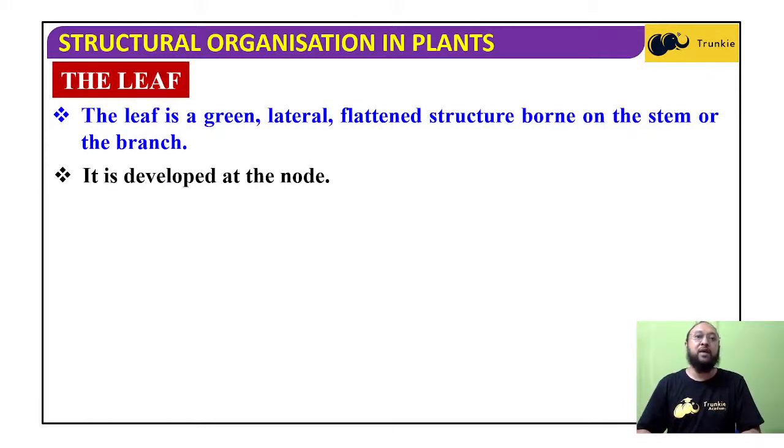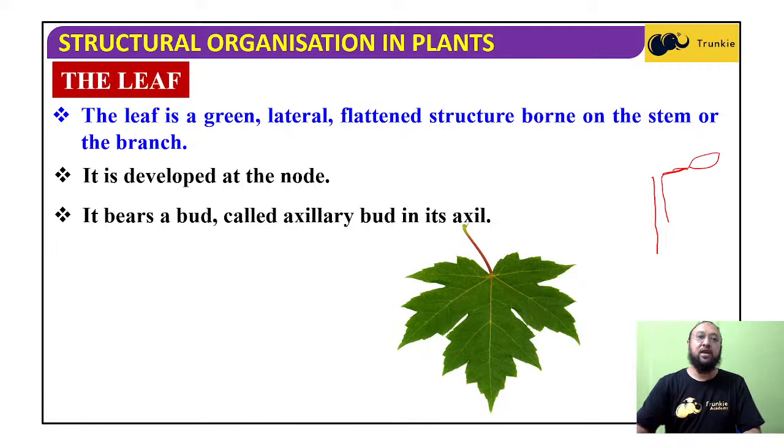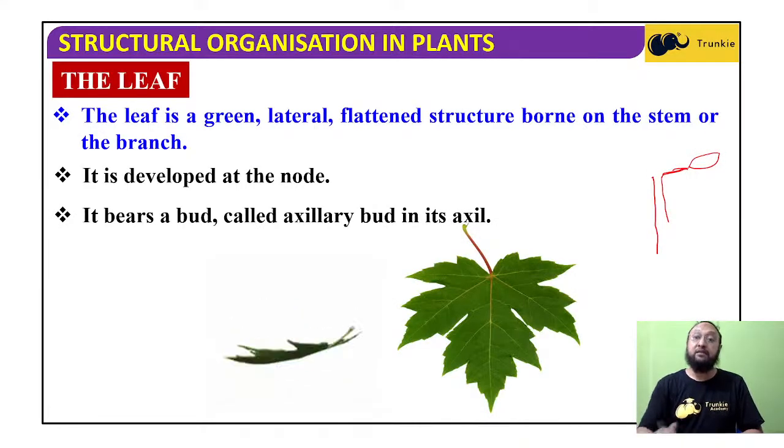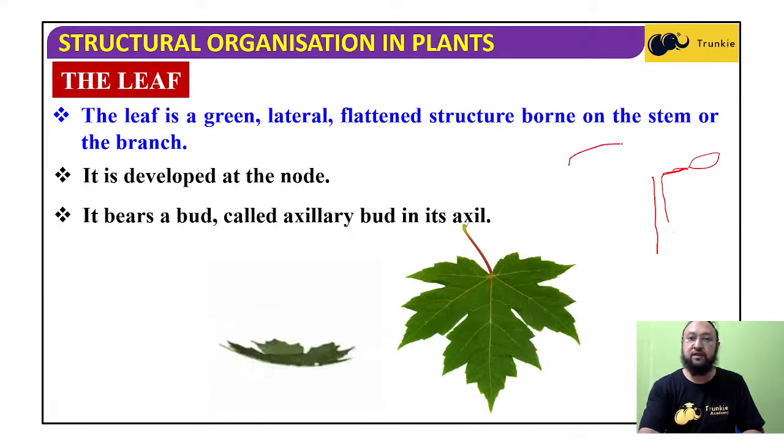The leaf is developed at the node. For example, if this is the stem and here this is the leaf, it bears a bud called the axillary bud in its axil. So this is the structure of the leaf, and this is the main portion. We'll see that in detail also.